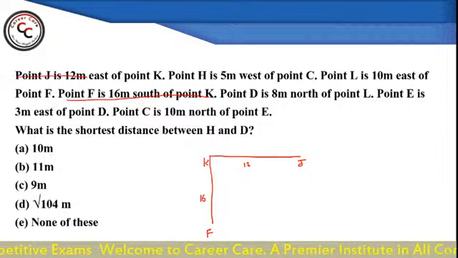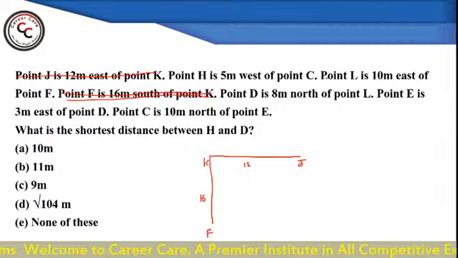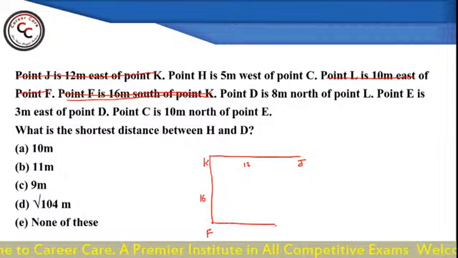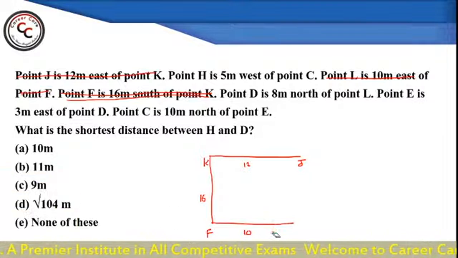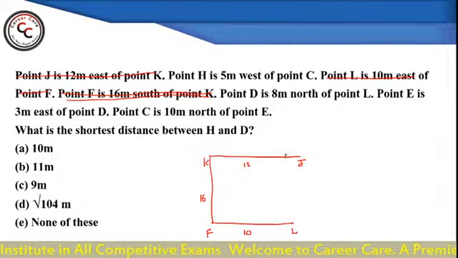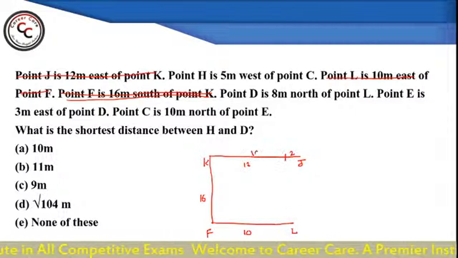So whatever the points we have used, let's try to strike off such that it will be easy. L is 10 meter east of F. So east of F, L is present at a distance of 10 meter. Make sure that this distance will be 2 and this distance will be 10. Why? Because both are parallel lines. Simple.